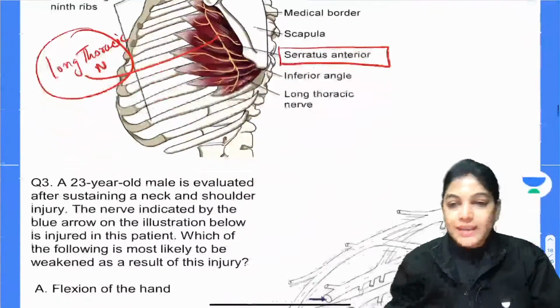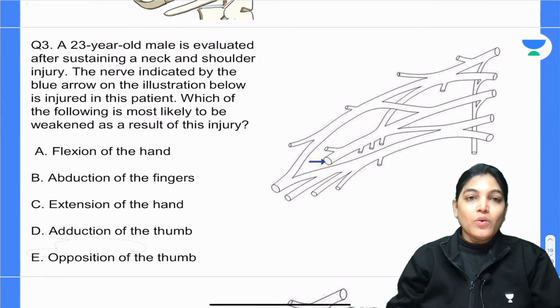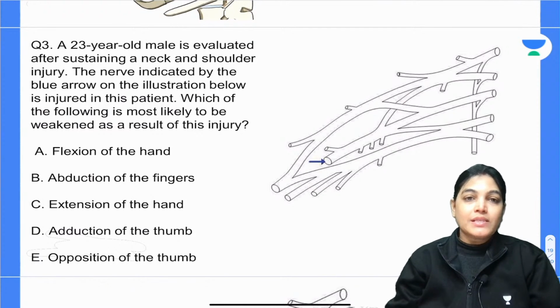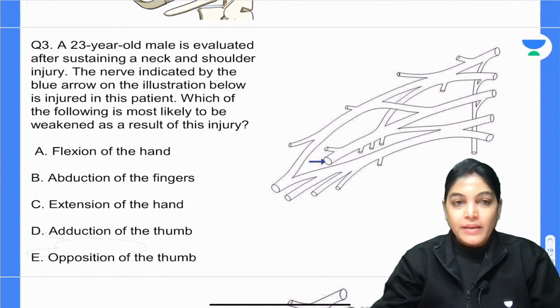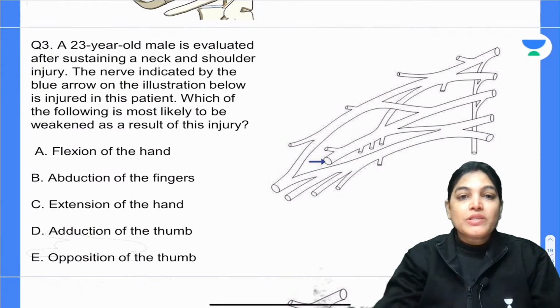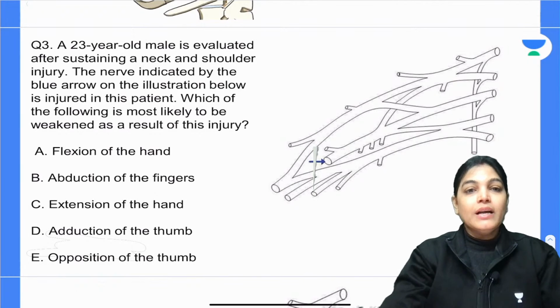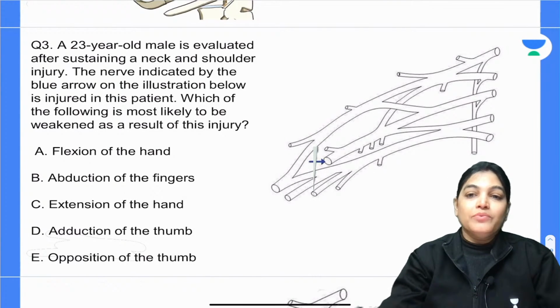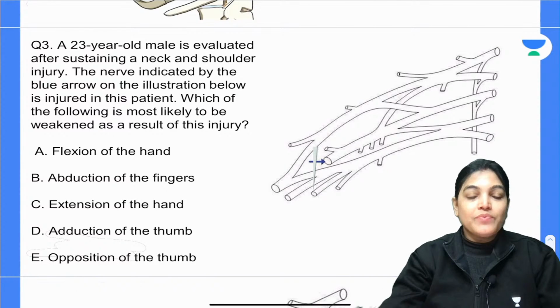Let's move on to the next, that is question number 3. A 23-year-old male is evaluated after sustaining a neck and shoulder injury. The nerve indicated by the blue arrow on the illustration below is injured in this patient. So which of the following is most likely to get weakened in this case? The options provided are flexion of hand, abduction of fingers, extension of hand, adduction of thumb, opposition of thumb.